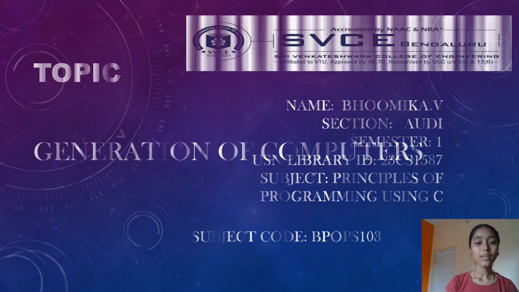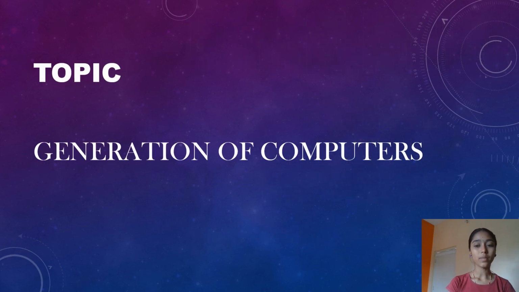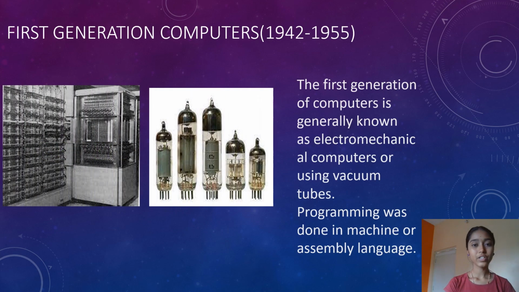Today, I am here to explain the topic related to generation of computers. Here comes first generation computers, which started in 1942 and lasted till 1955. The first generation of computers is generally known as electromechanical computers or computers using vacuum tubes.